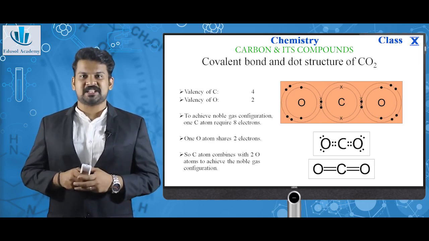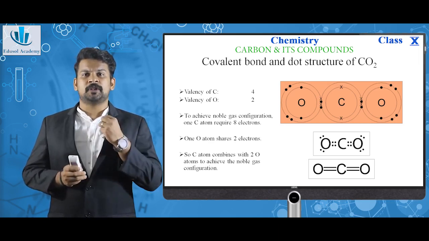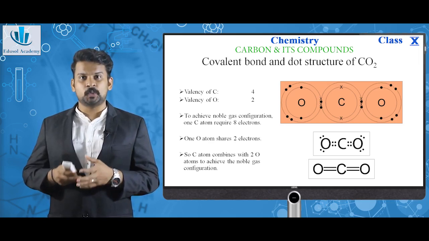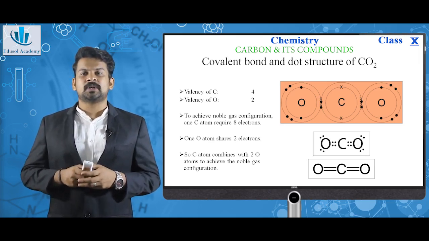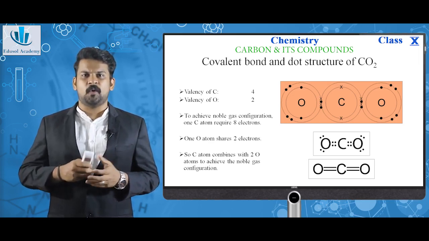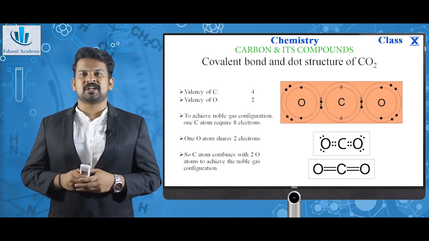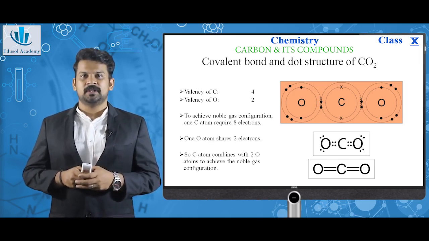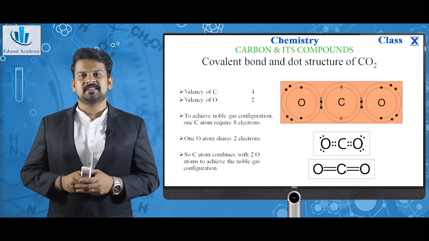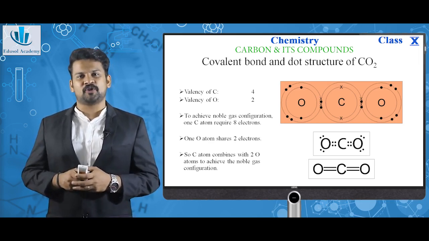So here, one carbon shares its 4 electrons with 2 different oxygen atoms, as you can see from the formula CO2, and here 2 double bonds are formed because between one C and one O, 2 pairs of electrons are shared, resulting in a double bond between one C and one O. So O double bond C double bond O. This is the structure of carbon dioxide.